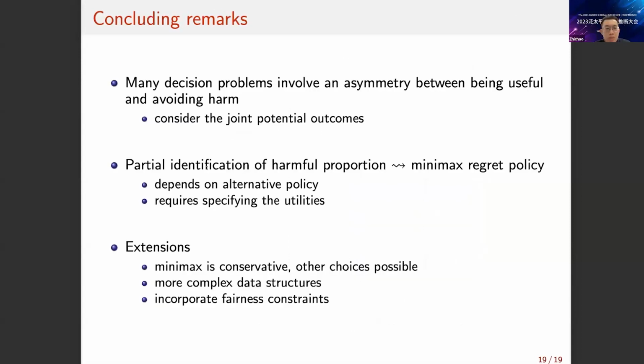And so some concluding remarks. Many decision problems involve asymmetry between being useful and avoiding harm. And to characterize such asymmetry, we need to consider the joint potential outcomes. But this leads to the non-identification of the expected utility. So we focus on the minimax regret policy, but this generates additional difficulty: the minimax policy depends on the choice of alternative policy, and we need to specify many different parameters in the new utility function. And there are many possible extensions, and I'll stop here, and thanks for listening.